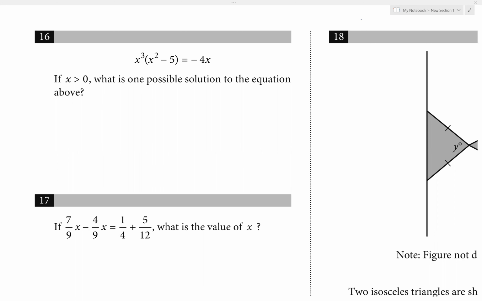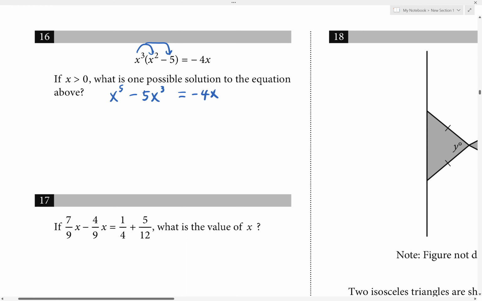is distribute the x cubed and multiply this out. So you should get x cubed times x squared. You multiply, and they all have the same base, and each is raised to an exponent. We multiply, we add the exponents. So x cubed times x squared is actually x to the fifth. And then x cubed times negative 5 should be minus 5x cubed. And that's equal to negative 4x.